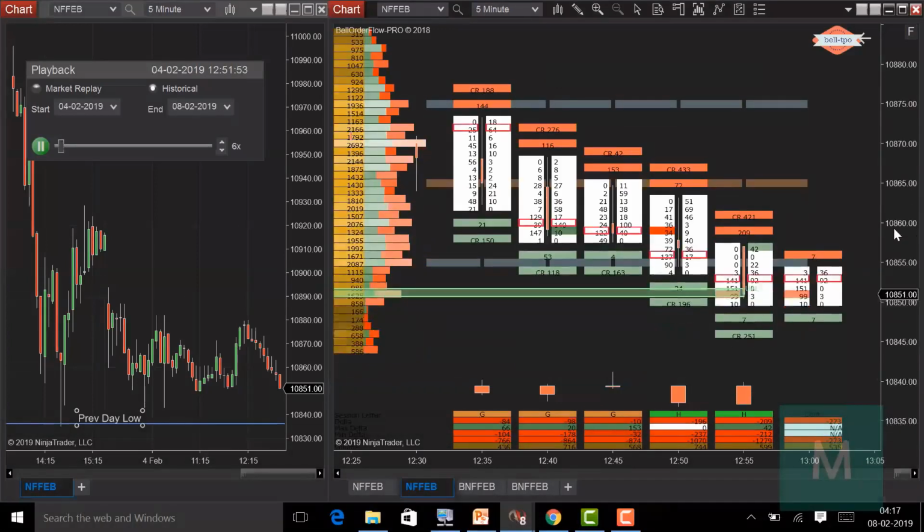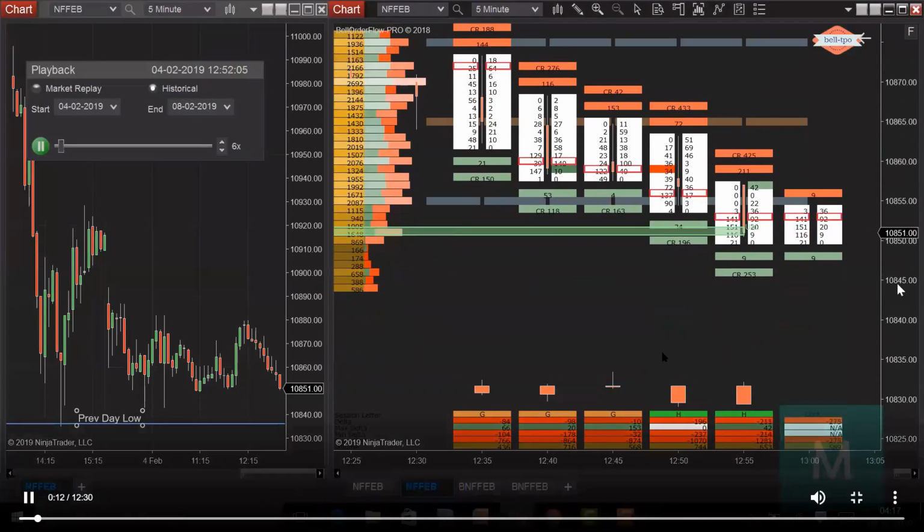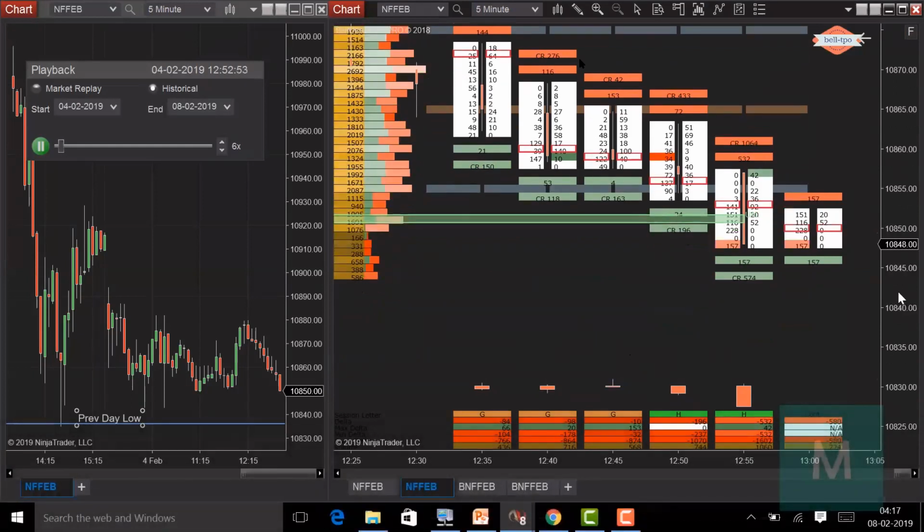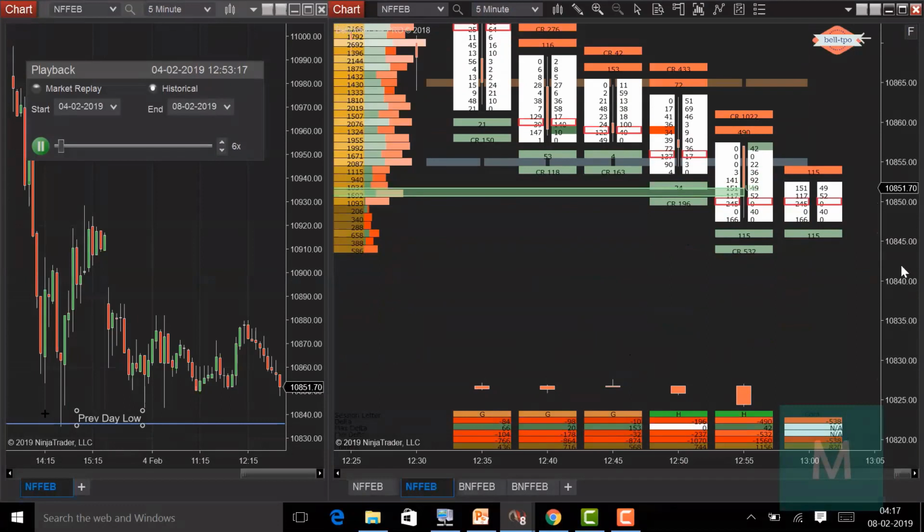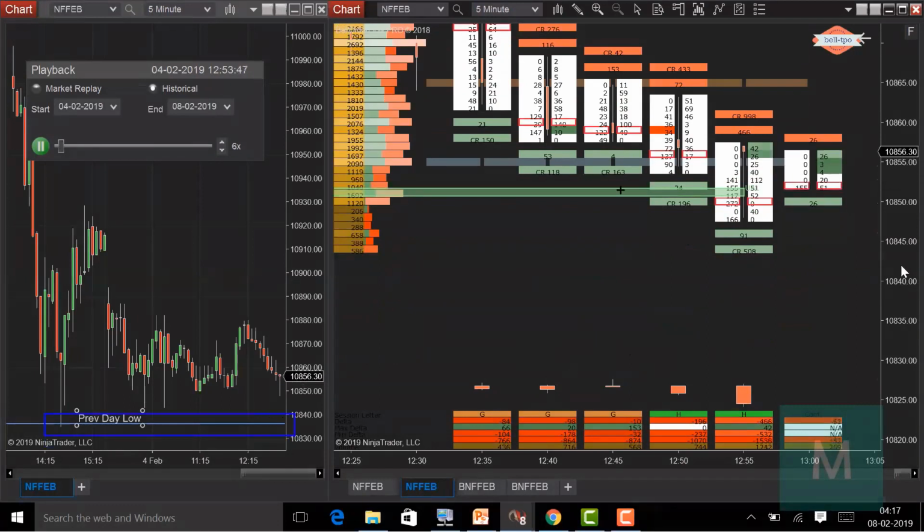So it's a combination of three strategies actually. In fact, one of the strategies running here is that price here is at the previous day's low. If you look on the left-hand side, you could see a previous day low line around 10,830 levels. Price is dropping down towards the previous day low.